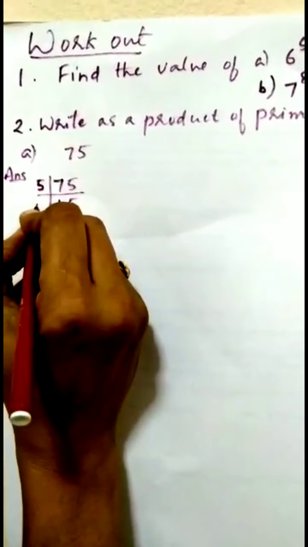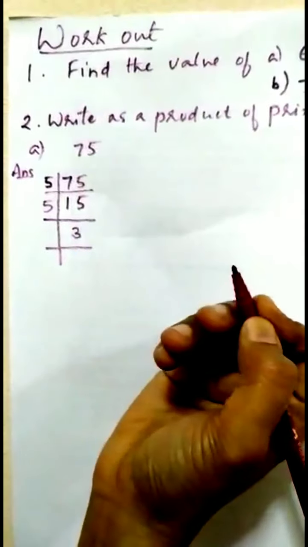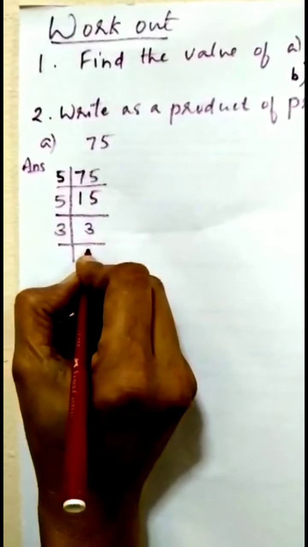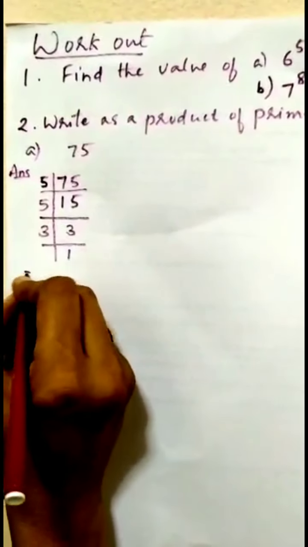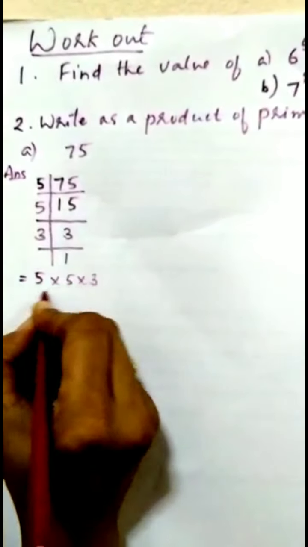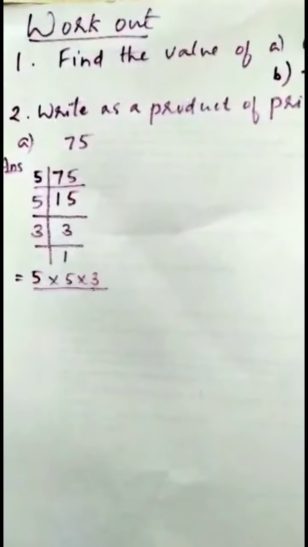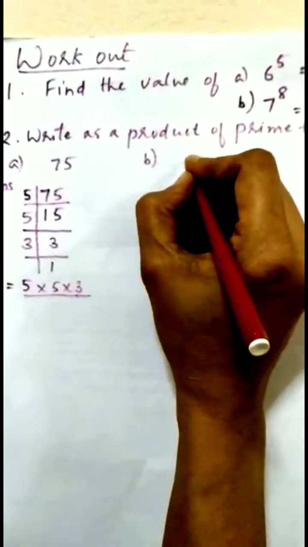Again 15 has a factor of 5. 15 divided by 5, the answer is 3. 3 is a prime number, so only by 3 is it possible. 3 divided by 3 is 1. So the answer, write as a product of prime factors. So these factors you have to write. This is the answer.